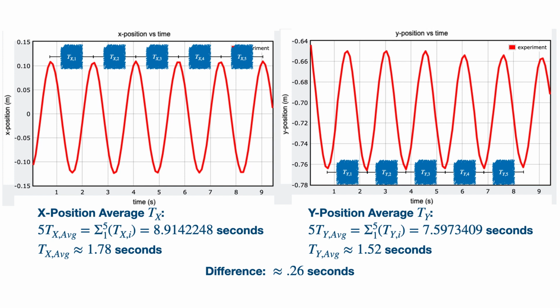Since the period of oscillation is used to calculate the spring constant, the difference of 0.26 seconds means that I could calculate an incorrect spring constant if I only used one or the other, which would result in incorrect spring force and spring potential energy calculations in my model. This difference in oscillation can be caused by dissipated forces like the air resistance and friction mentioned earlier, or issues with the tracking of the mass in the video.